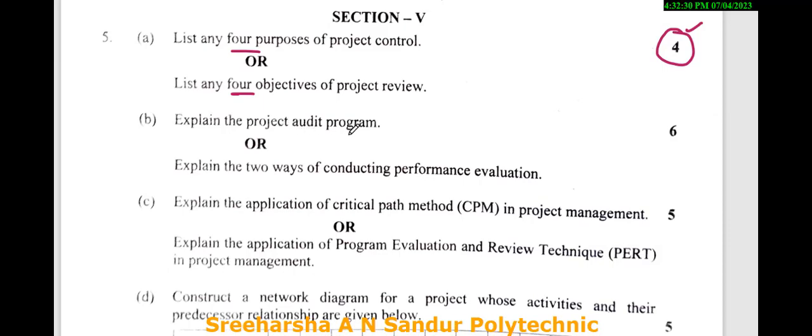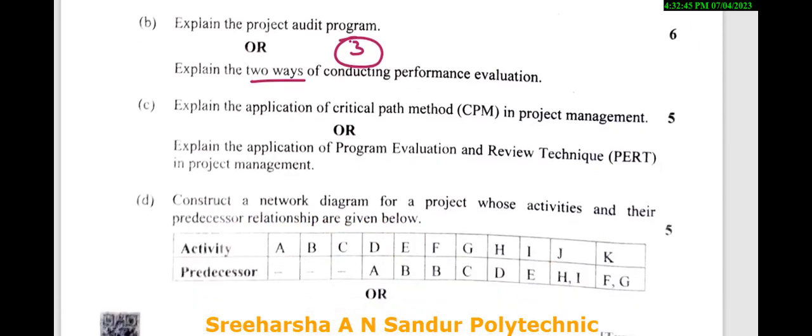Explain the project audit program. So this is for 6 marks. You should write it accordingly. Explain 2 different ways of conducting performance evaluation. So since they have said 2 ways here, each will carry 3 marks. So that is how you need to understand.